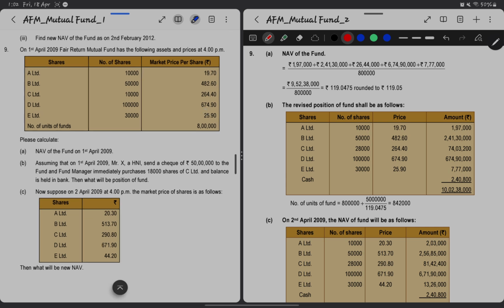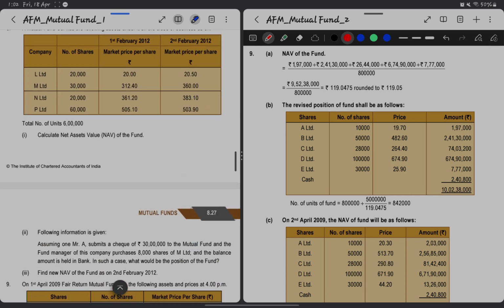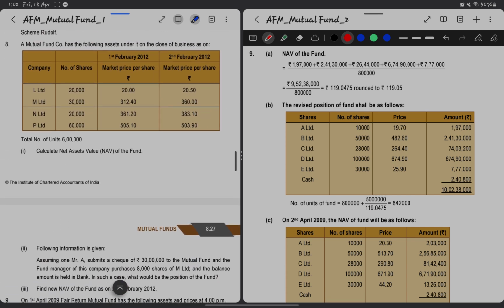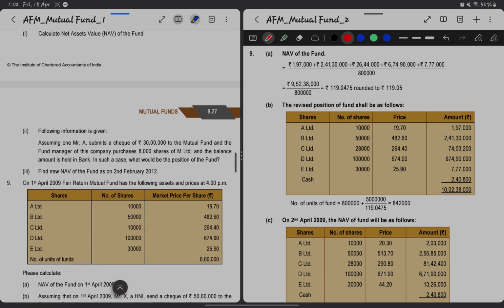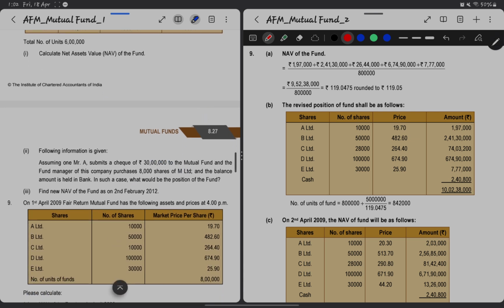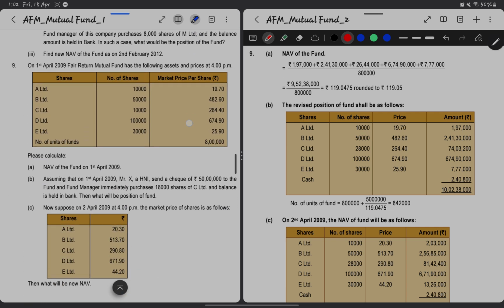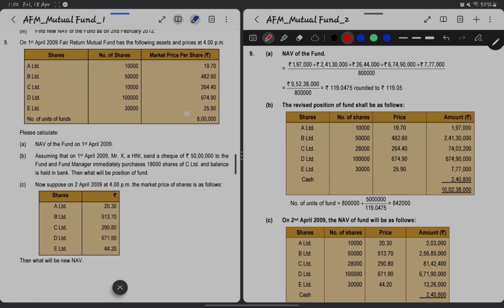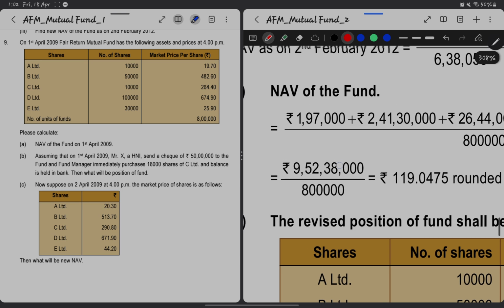And as we can see, this is exactly the same question as practical question 8, wherein they have asked the NAV, then some assumptions, some new investment, then again the revised NAV and revised position. Fine. NAV of the fund on 1st April 2009: a simple multiplication of the shares with the market price will give us the net asset value, then dividing it by the number of units will give us the NAV per unit. So that's what they have also done here.